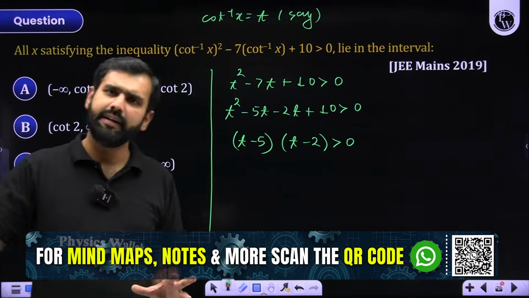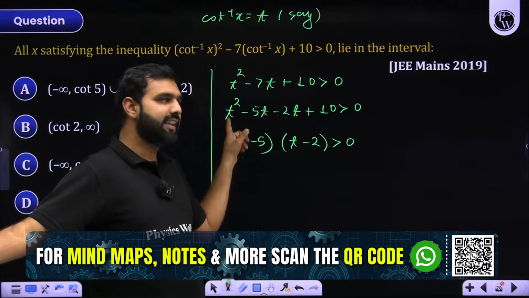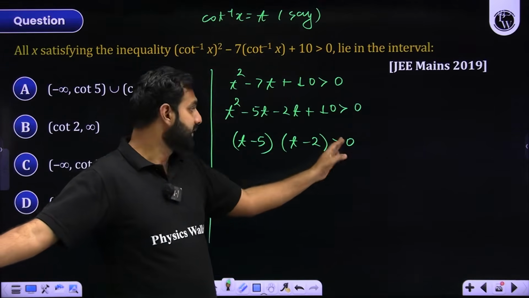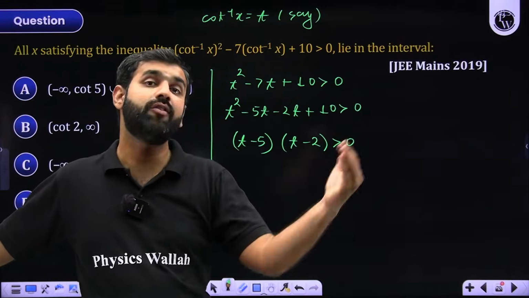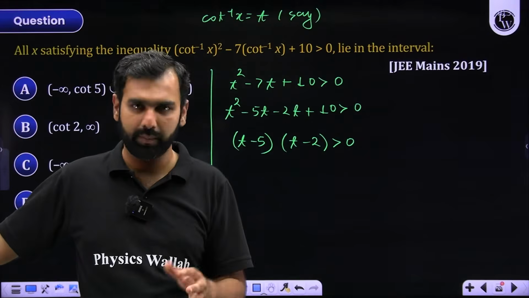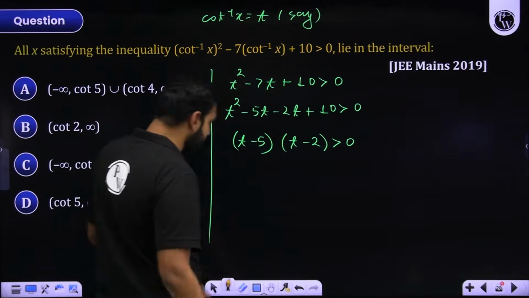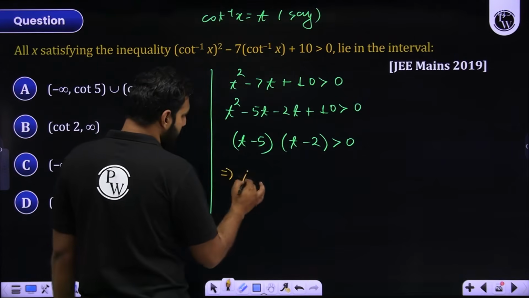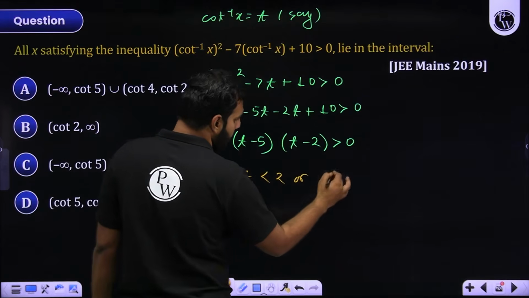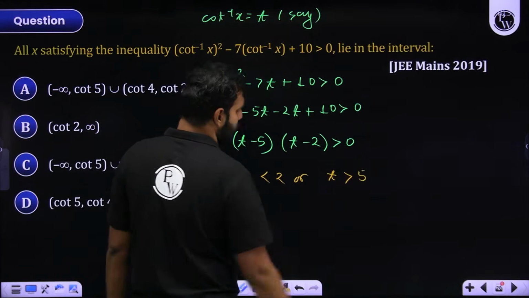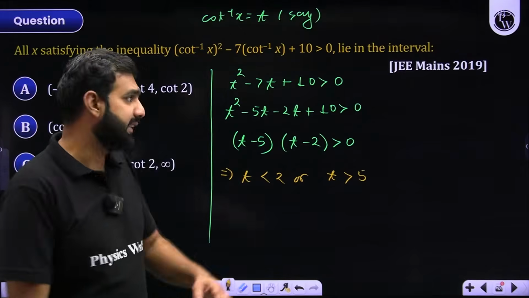We know in a quadratic we can directly generalize that since the coefficient of t square is positive and we need it greater than 0, it happens before the smaller root and after the greater root. Even if you use the wavy curve method, the same conclusion can be drawn. So t will be either less than the smaller root, which is 2, or greater than the bigger root, which is 5. But that's not the answer to this question, because t is actually cot inverse x.